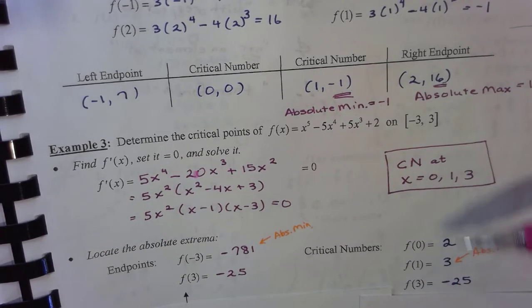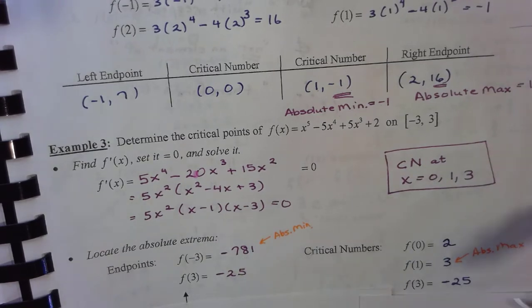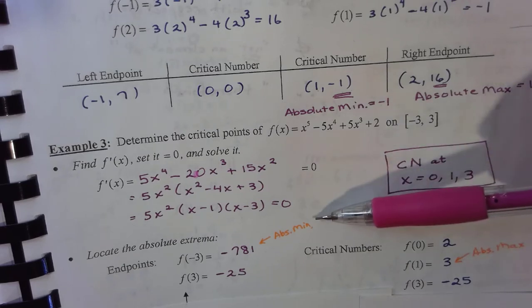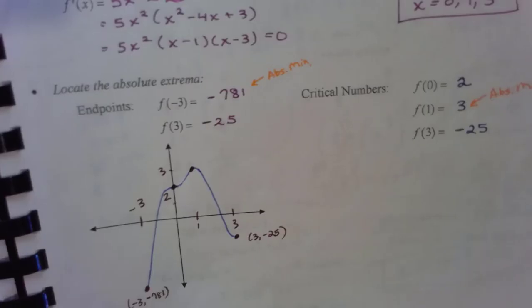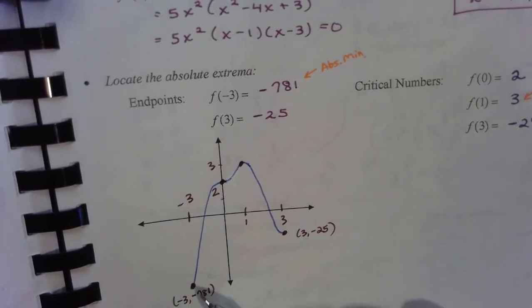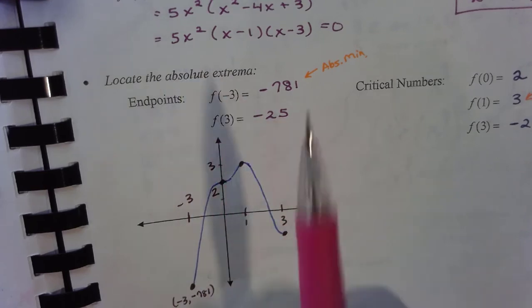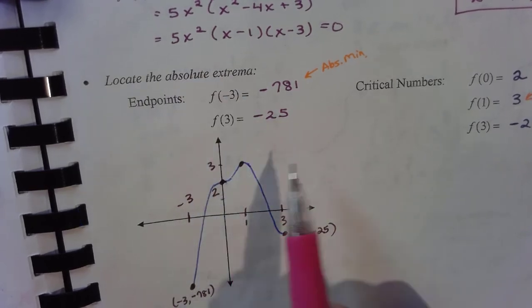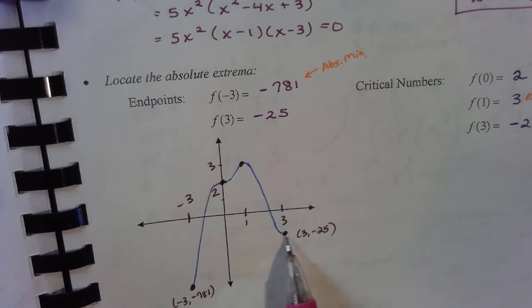So my lowest y value is -781. My highest y value is 3. So my absolute maximum is 3. That happens when x is 1. My absolute minimum is -781. Happens when x is -3. And you don't know enough yet about how to sketch the graph, but you can plot these points. And you can see we're going to have a horizontal tangent when x is 0, when x is 1, and down here when x is 3.